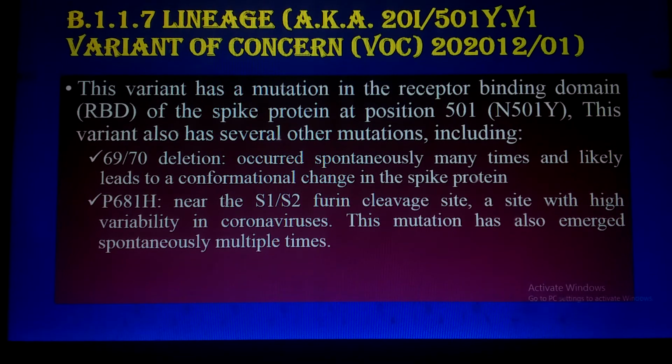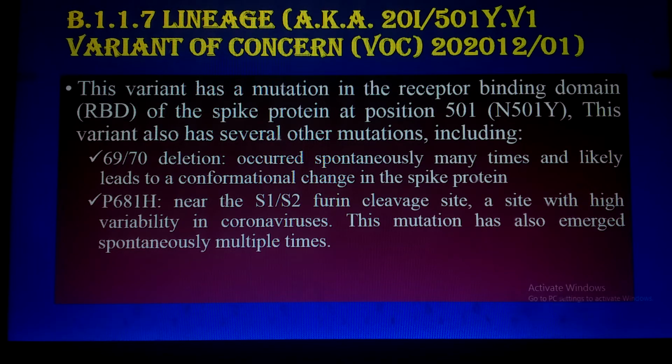This variant has a mutation in the receptor binding domain. Now, if you are not familiar with this word receptor binding domain, you must watch my lecture about the spike protein, and I have given complete information about the receptor binding domain. So the variant has a mutation in the receptor binding domain of the spike protein at position 501. Now what is 501, I will show you.